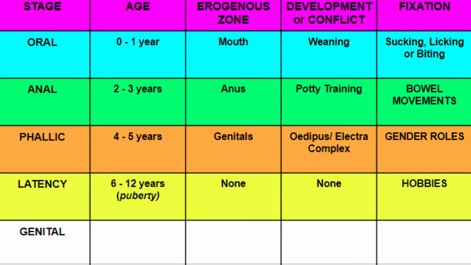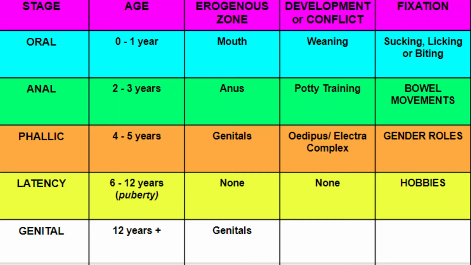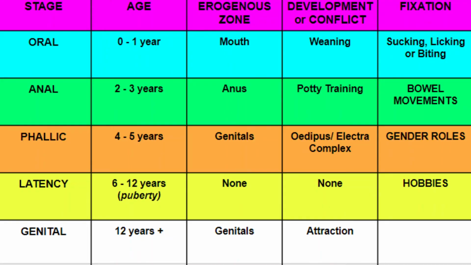Then lastly, I know, take a break, have a breather, it's a lot to take in. Lastly, the stage is the genital stage, okay? This occurs from puberty into adulthood, so anywhere from 12 and up. The erogenous zone during this stage is genitals, and yes, this time, because you're older and you've gone through puberty and your body's hormones and everything have done their thing, this is a sexual attraction. The conflict within this stage is attraction. Whoever you're attracted to, this is the stage that Freud believes it comes into play, all right?